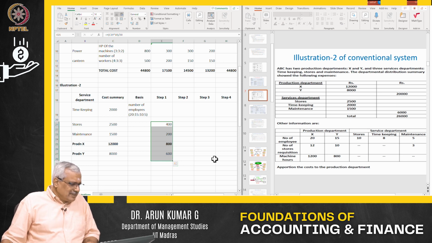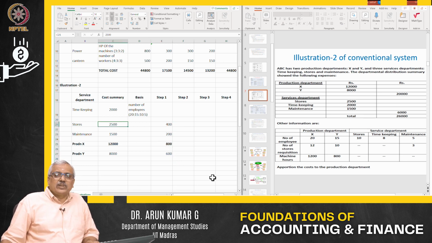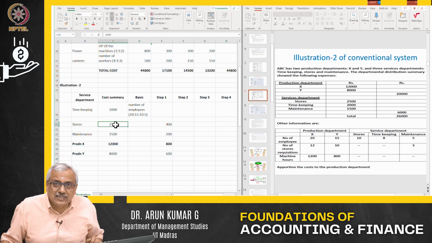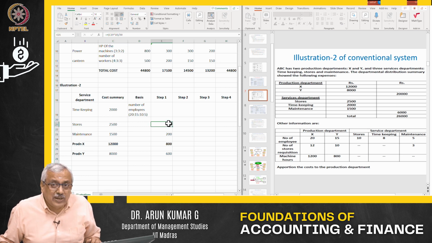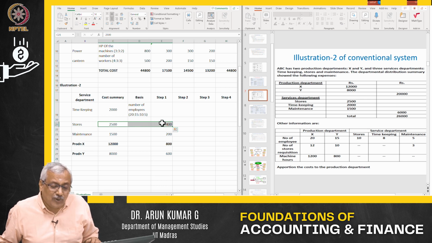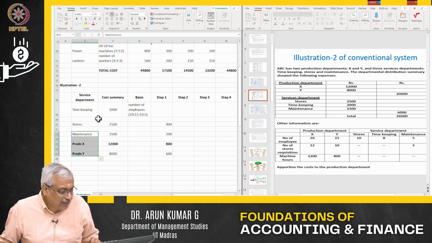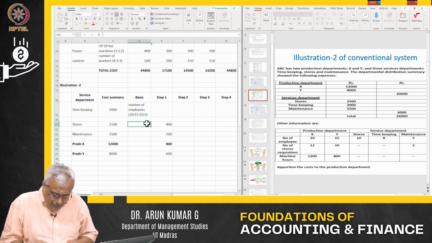Next, I go towards allocating the stores cost. What is the stores cost? Stores had $2,500 of expenditure, and another $400 has been allocated to it. So, now I have to allocate 2,500 plus 400, so $2,900 is what I have to allocate among these 3 departments: maintenance, production X and Y. Now, stores department, what is the basis?